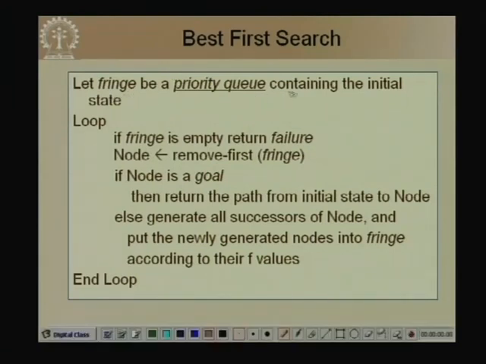Fringe is maintained as a priority queue containing the initial state. If fringe is empty, return failure. Otherwise, we remove the element with the highest priority from fringe. Let that be node. If node is goal, we return the path from initial state to the node. Otherwise, we generate all successors of node, put the newly generated nodes into fringe according to their F values. End loop. So, best first search is a variation of the search algorithm where fringe is maintained as a priority queue and nodes are put in the priority queue ordered by their priorities, which is denoted by the F value of a node.